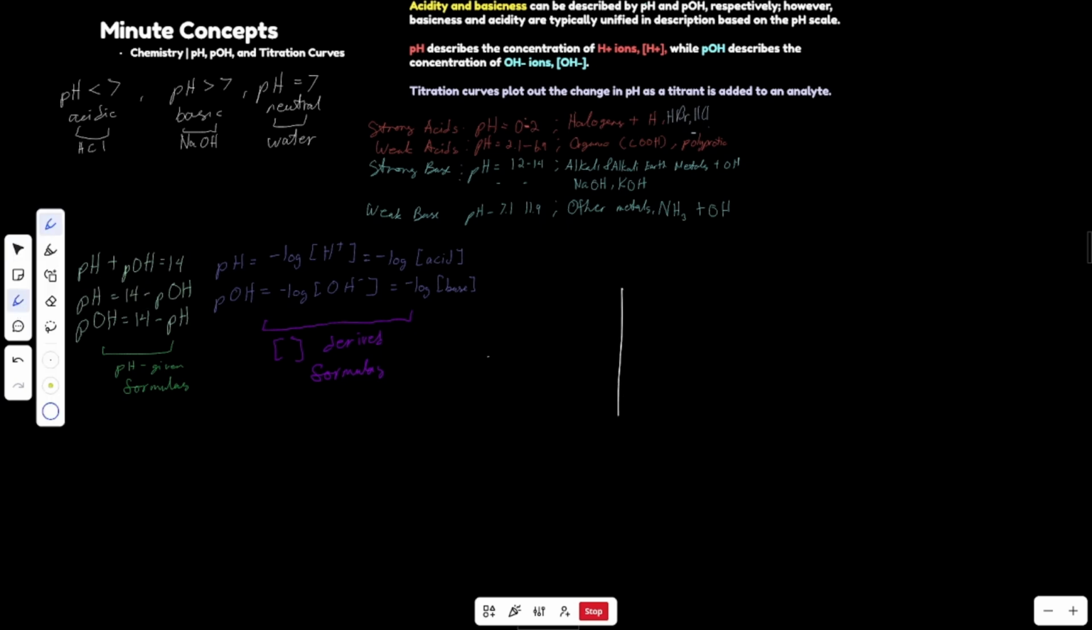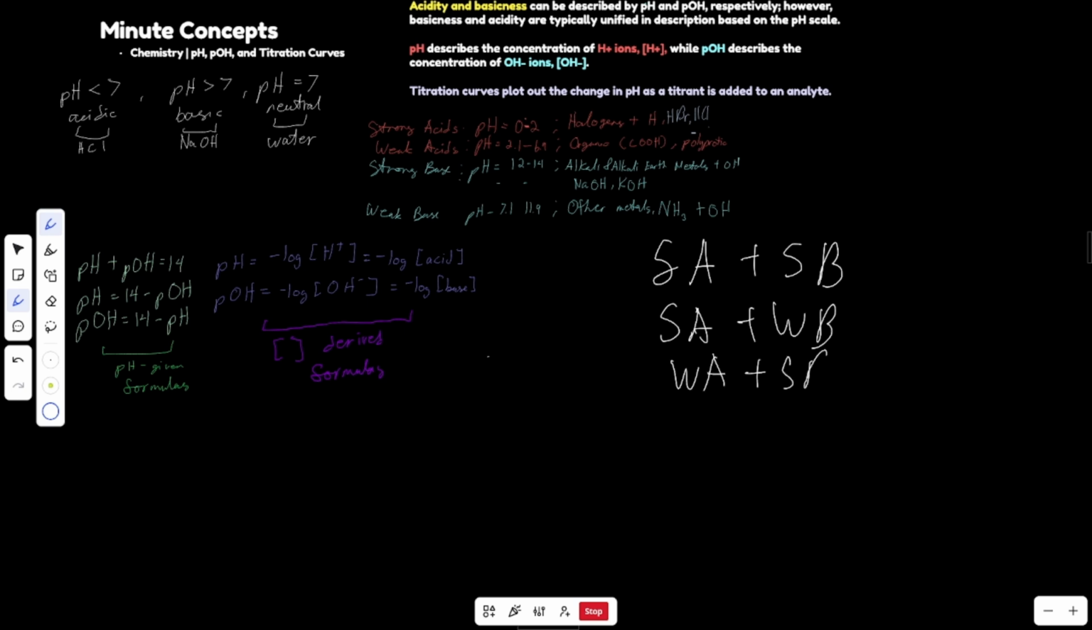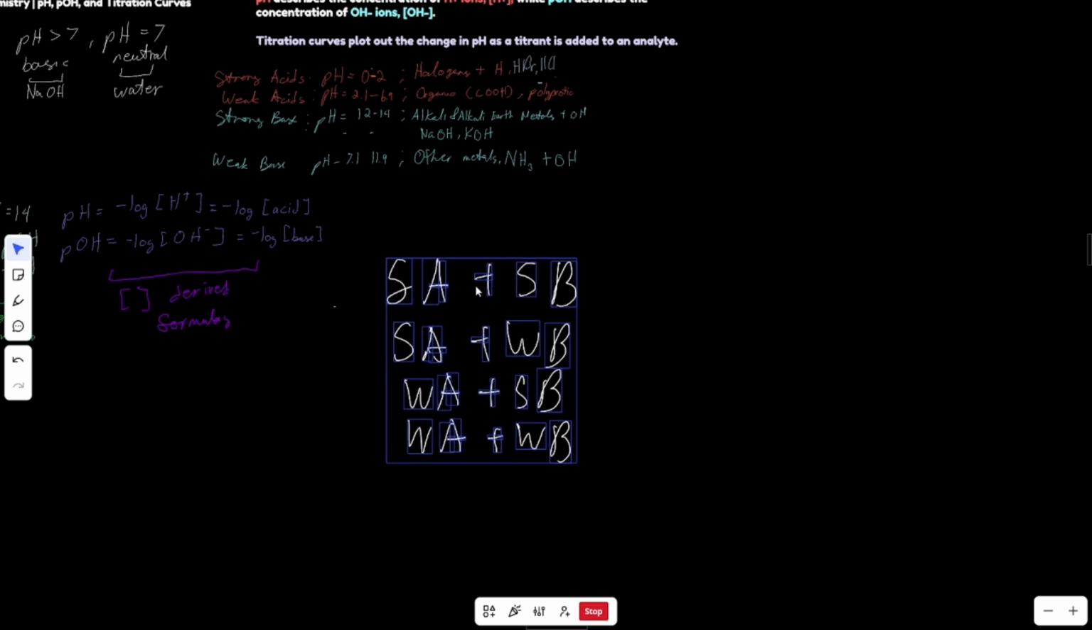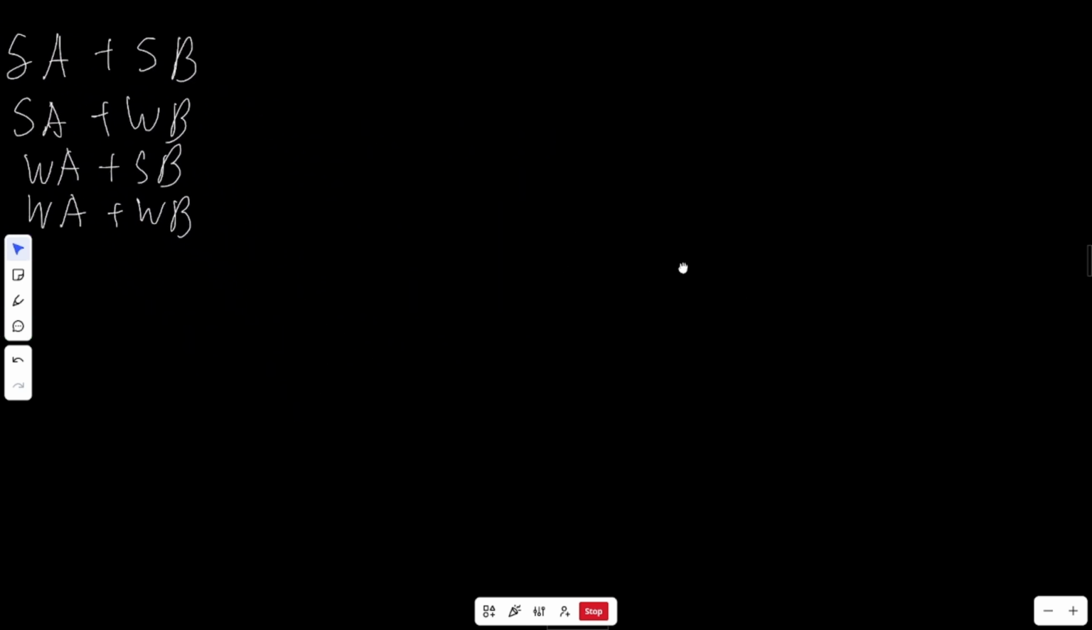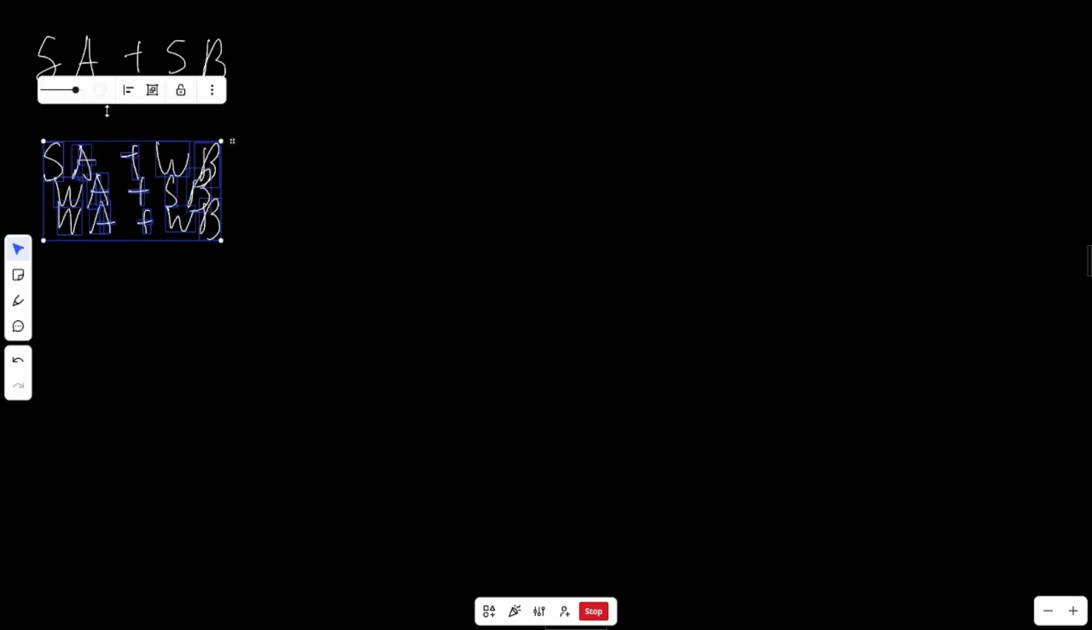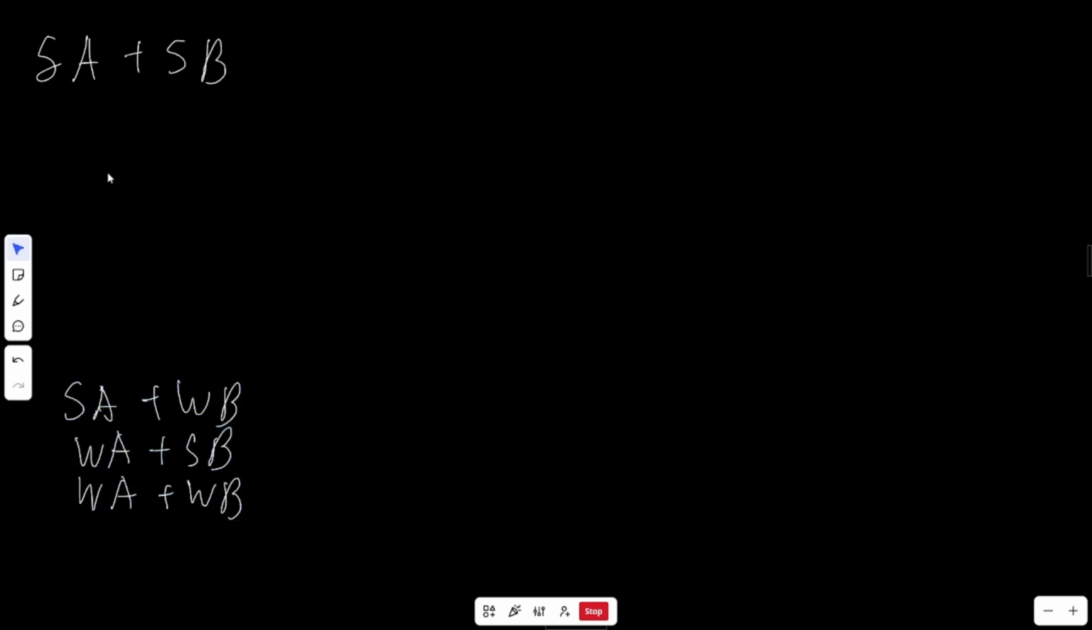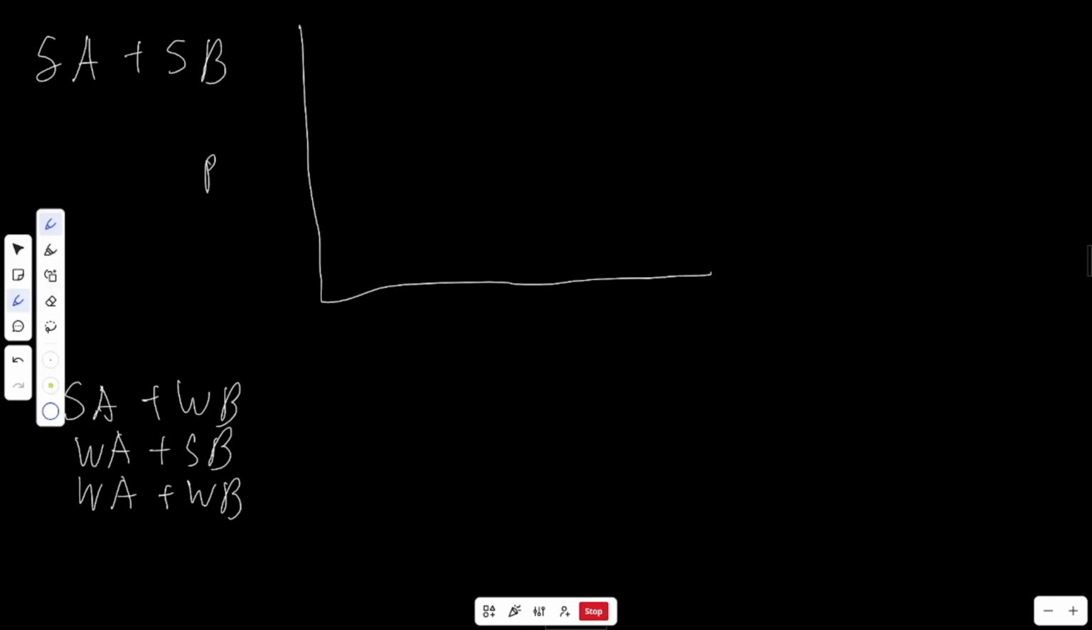So titration can happen between four different combinations. You can have strong acid plus strong base. You can have strong acid plus weak base. You can have a weak acid plus strong base, or you can have a weak acid and a weak base. Now, what makes these combinations different from one another? Well, I'm about to show you right now. For a strong acid and a strong base, this is pH, and this is the amount of base added.